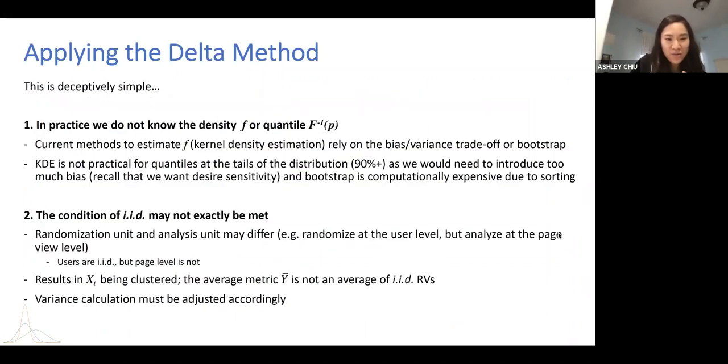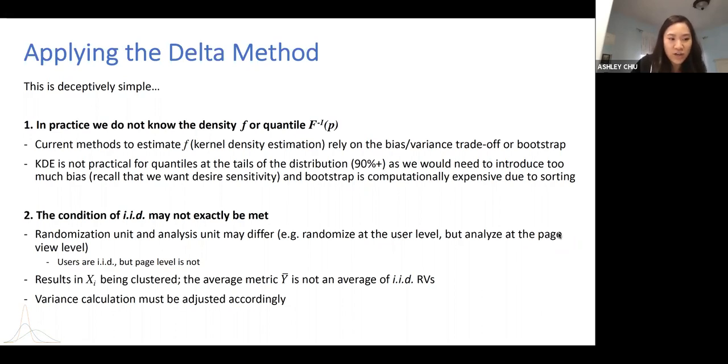Next slide, please. So even though we worked with this quantile formula before, it's deceptively simple, because in practice we don't actually know the density function F, and we don't actually know what the CDF is, or the quantile. Current methods to address this use kernel density estimation, but that has a trade-off between bias and variance. And because the density function appears in the denominator, a small amount of bias there can lead to a large discrepancy in the variance. Or they might use Bootstrap to estimate, but again, that is not computationally efficient.